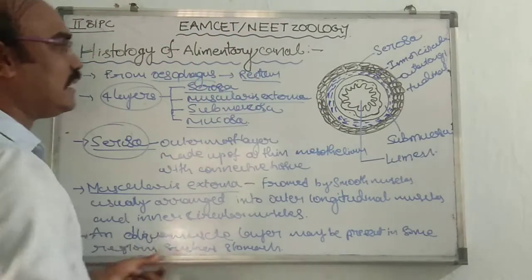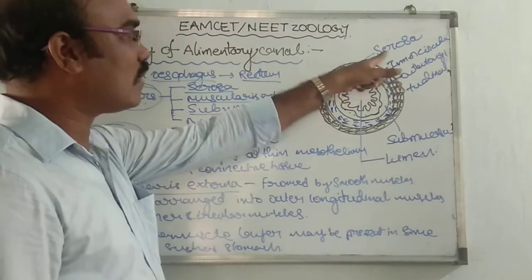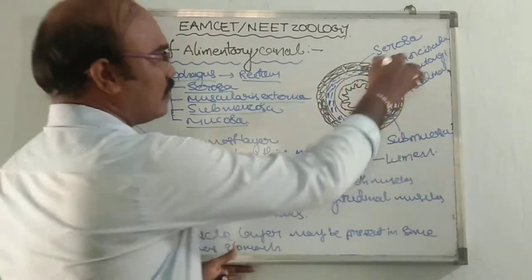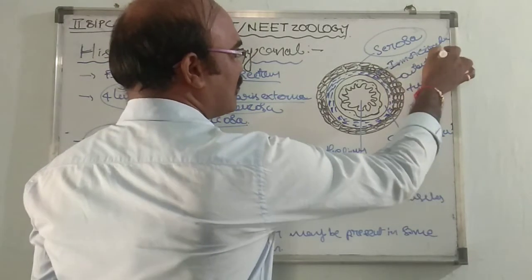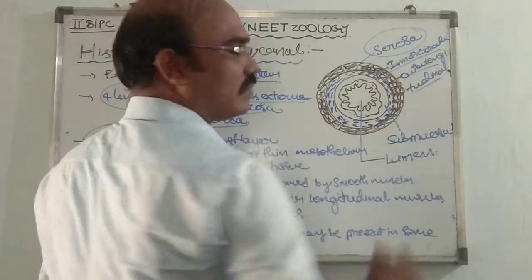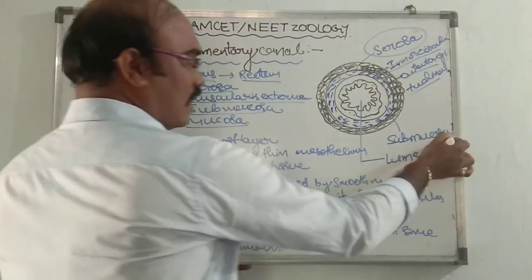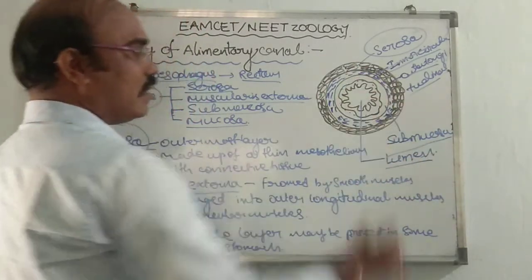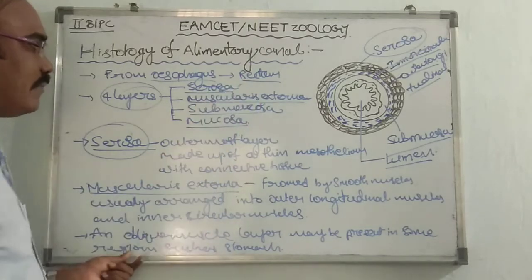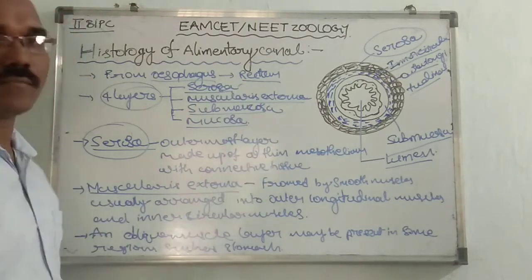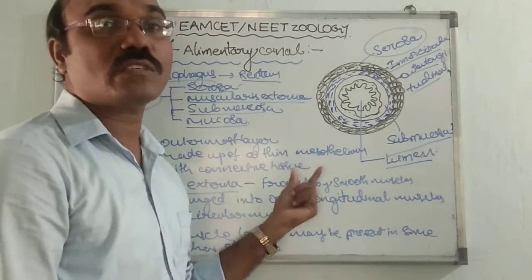Then we have to see the layers: serosa, muscularis externa, submucosa and mucosa layer. First of all we see the serosa, and it is the outermost layer.